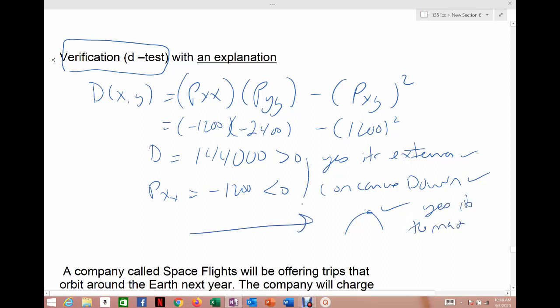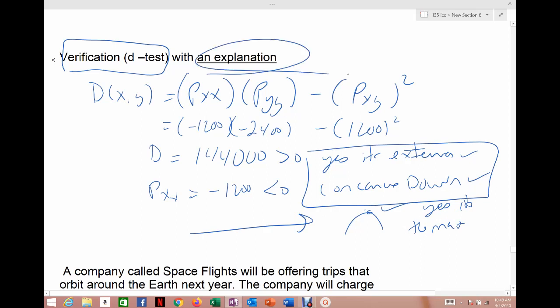Alright, and so that's what we mean by... So that's the explanation. Check that it is. The D-test checks that it's turning. The concavity checks that it's turning the way we want. And then we draw our conclusion. Yep, it's turning the way we want. And we get our optimum value.